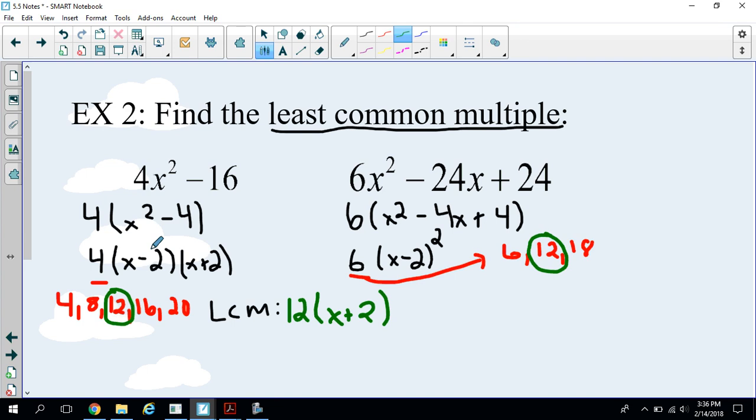When this occurs, you're going to pick the biggest or the most amount. So since the 6 times (x minus 2) squared has 2 of those, and that's the most amount, we are going to use that in our least common multiple. So now we have (x minus 2) squared.